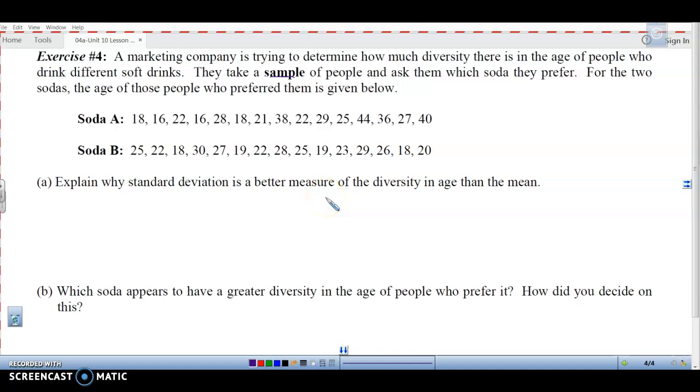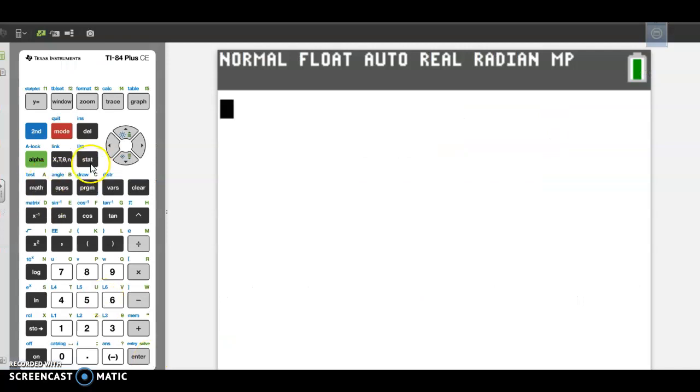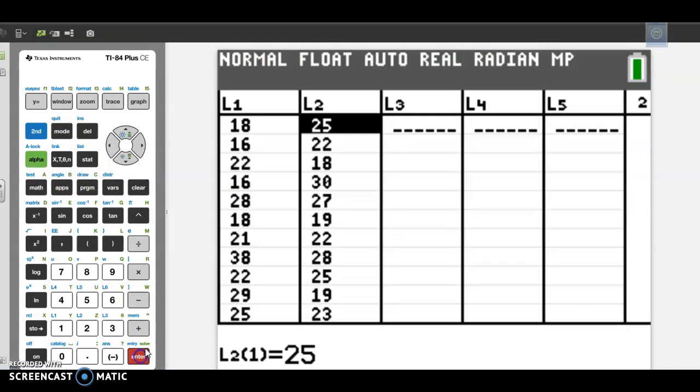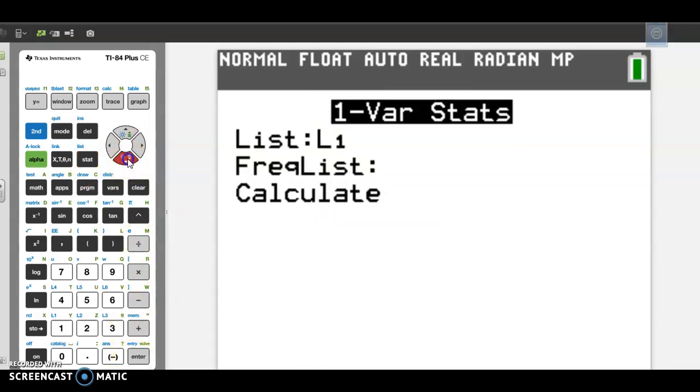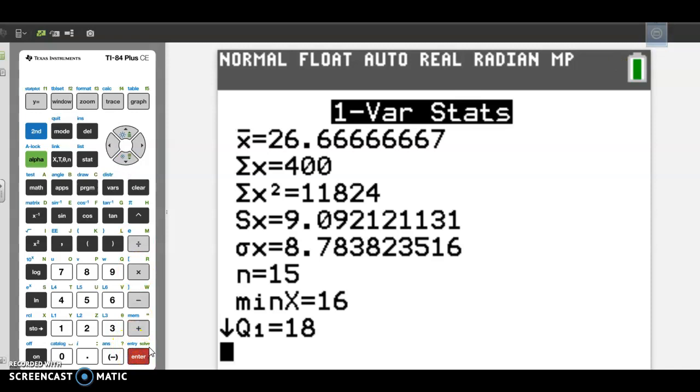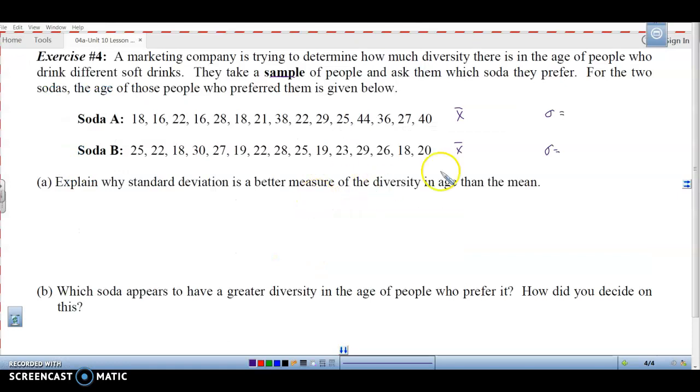All right, so let's figure out what the mean and the standard deviation is for each one of these. We need to know the mean and we need to know the standard deviation. I already put these in my calculator. So stat, edit, I'm going to do L1, which is the first group. Stat, calc, var stats, I want L1. So my mean in this case is going to be 26.7 and my standard deviation is 8.8.